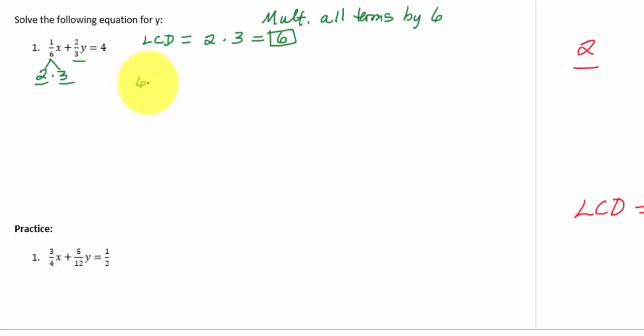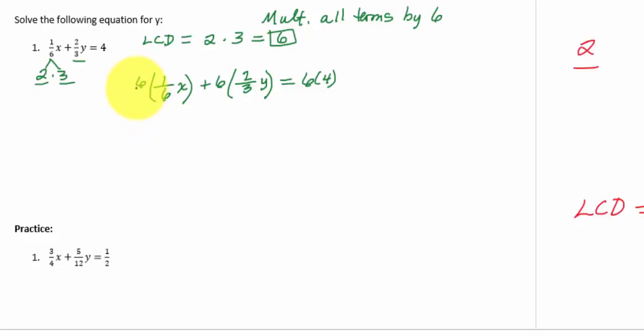So I'm taking 6 multiplied by 1/6 x plus 6 times our next fraction, 2/3 y, and that is equal to 6 times 4. So this is called the multiplication property of equality because every term is multiplied by exactly the same amount, so we're making the equation 6 times larger than the original. 6 is used because 6 is the lowest common denominator.